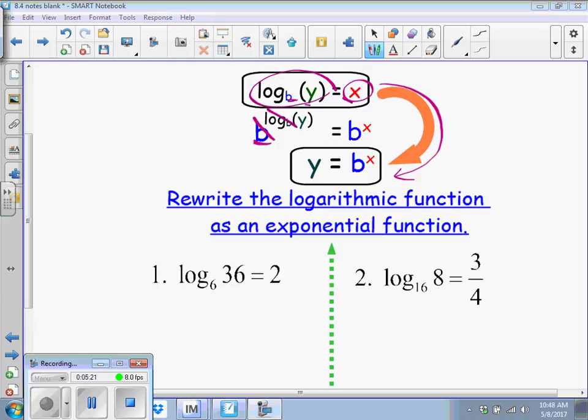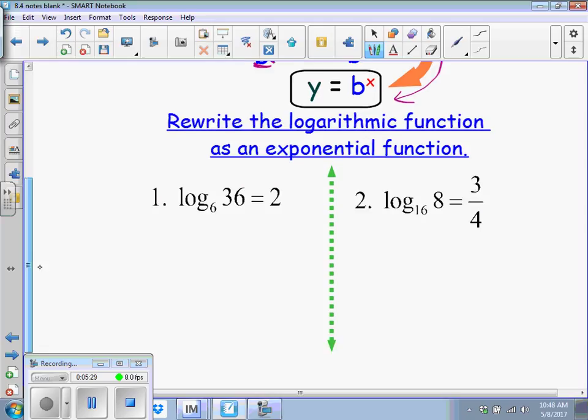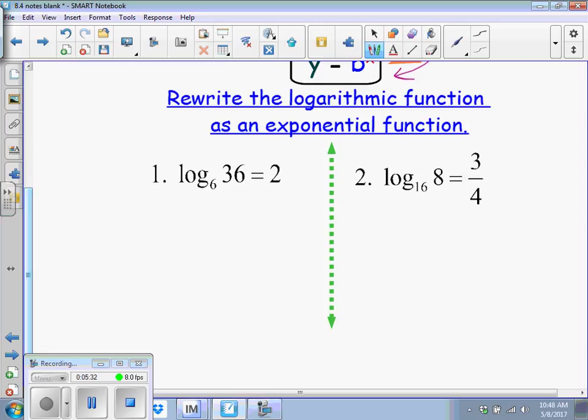Okay, so I'm going to do this one. The first one I'm going to do the long way, and the second one we'll just jump straight to the shortcut. Okay? So what I can do, remember I said if I do the same thing on one side, I have to do it to the other, right? What's my base for this log? 6. So I'm going to rewrite both sides in exponential form using 6 as my base.